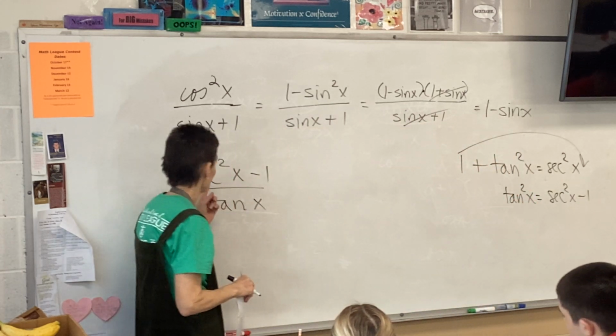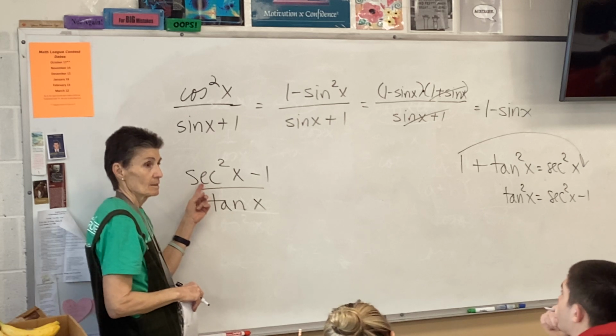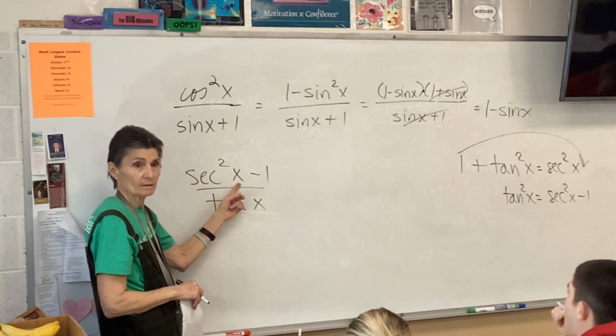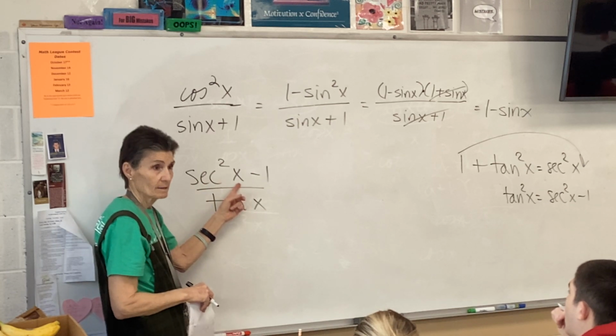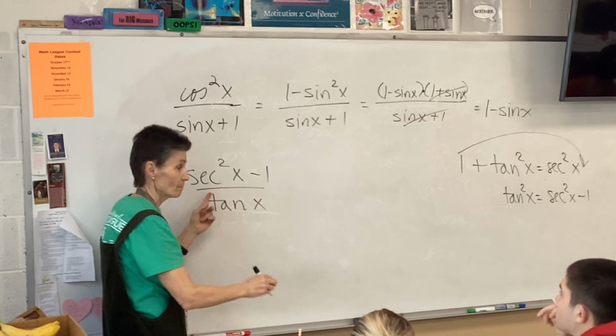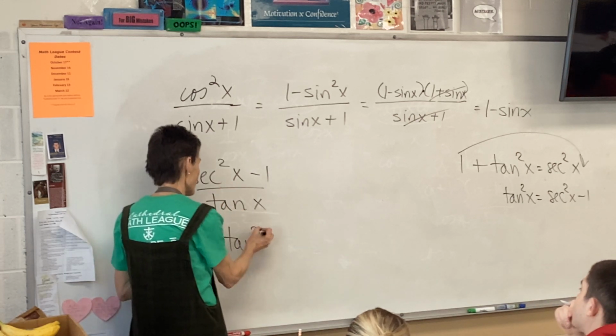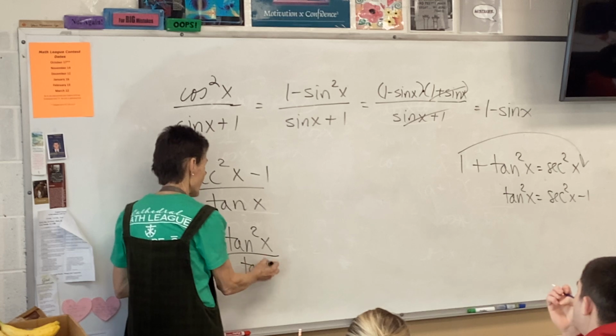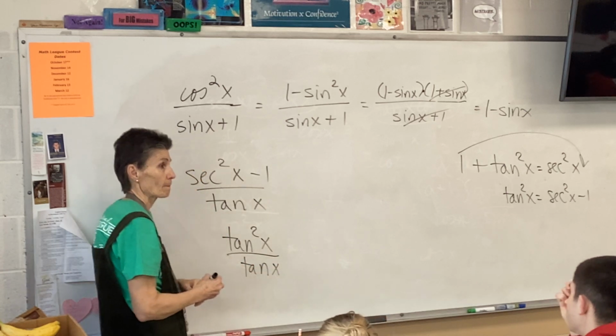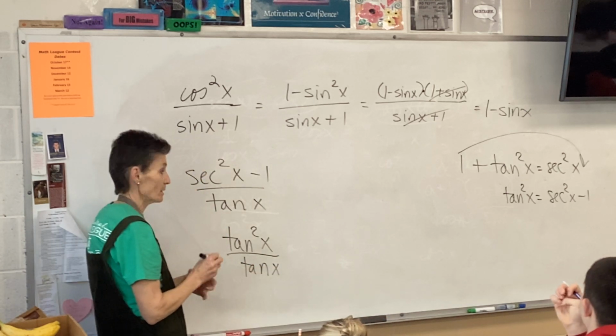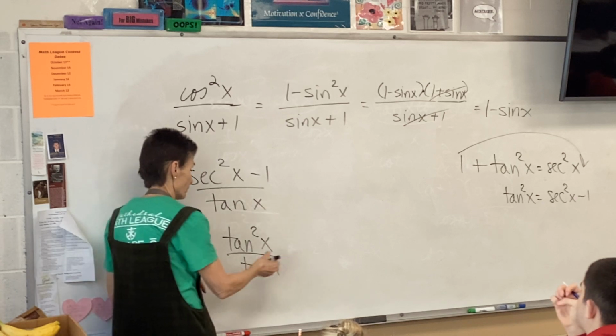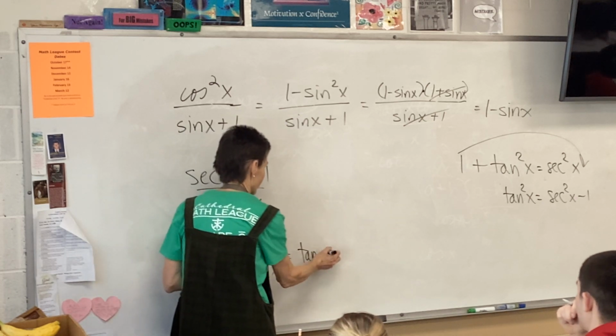Wait a second. Secant squared minus 1 is tangent squared. So now I have tangent squared over tangent. What does that reduce to? Just tangent.